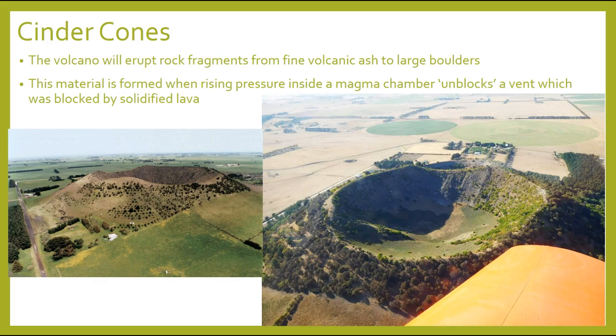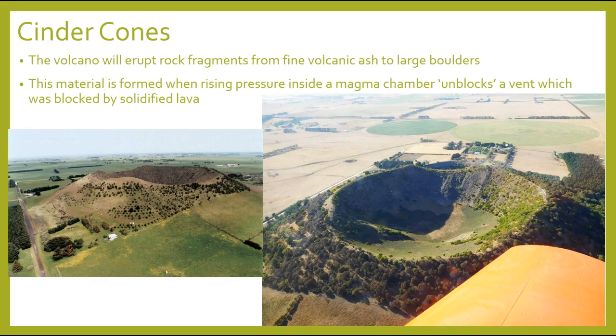Now, the other type of volcano is cinder cones. Okay, they erupt rock fragments that can be fine volcanic ash to large boulders, and they form when material that was rising from the magma chamber unblocks a vent that was blocked by solidified lava, and then it starts spewing out all this really highly viscous rhyolitic type lava.